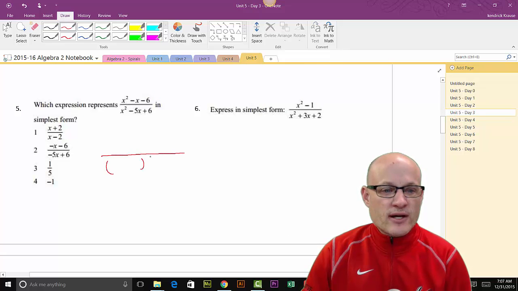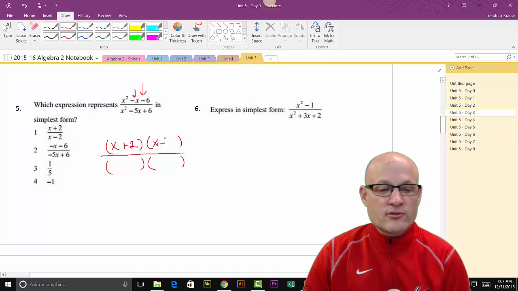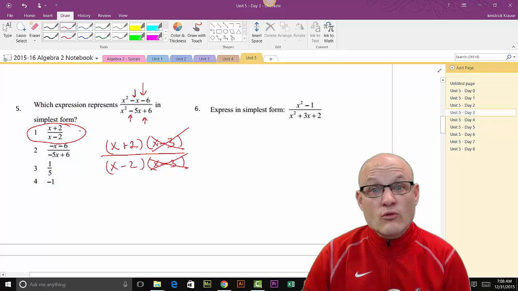So here we go. We're going to factor. In the numerator, it's going to be x and x. Because this is a negative, I know one's going to be positive and one's going to be negative. And they got to add up to -1, which means it's got to be +2 and -3. And then in the denominator, since this is a positive, they both are going to be the same, and they're both going to be negative. -2, -3. So x plus 2 over x minus 2.